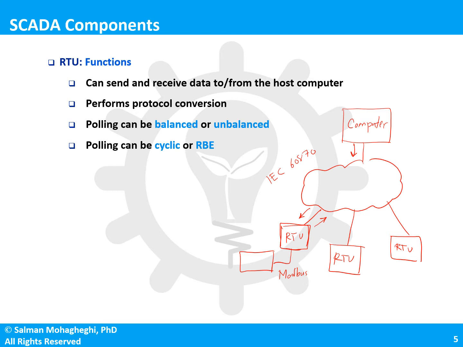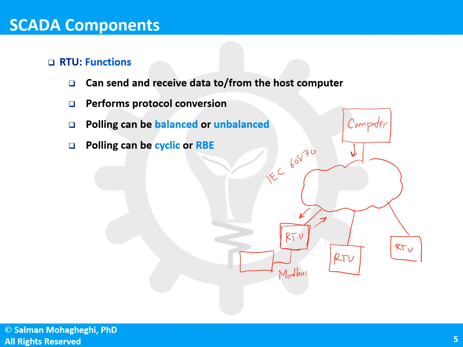If the RTU has something important to report, it cannot initiate the communication. It would have to wait for the polling signal from the host computer to then be able to respond to it. Opposite of that is the balanced approach, in which both parties can initiate communication. The host computer can, and the RTU, if it has something important to report, can send it to the host computer without waiting for permission.